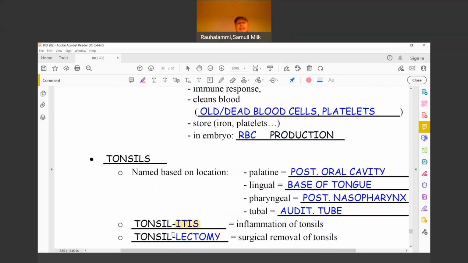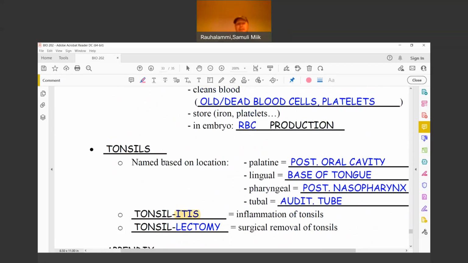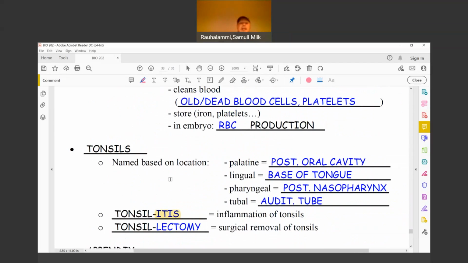Another structure that I did discuss was our tonsils, and remember that's a group of structures named based on the location. So palatine tonsils at the posterior oral cavity, lingual tonsils at the base of the tongue, pharyngeal tonsils at the posterior nasopharynx, and tubal tonsils at the auditory tube. Of course, you could have an inflammation of the tonsils, so tonsillitis. And in certain cases, if this is chronic, we did in the past consider surgically removing the tonsils in an operation known as tonsillectomy.